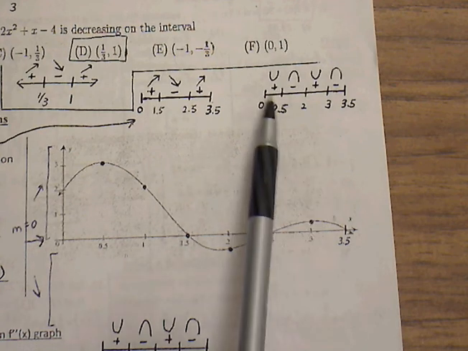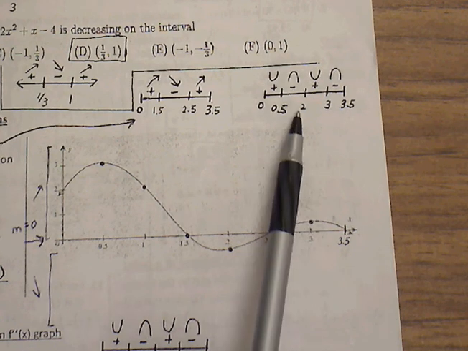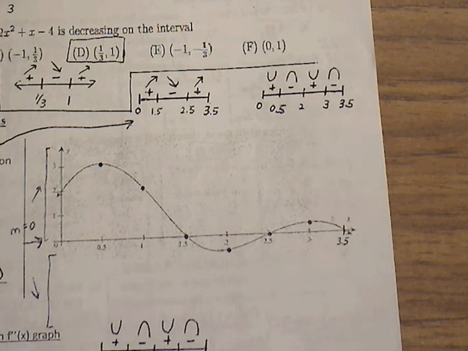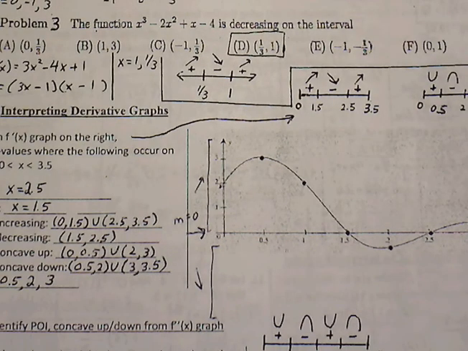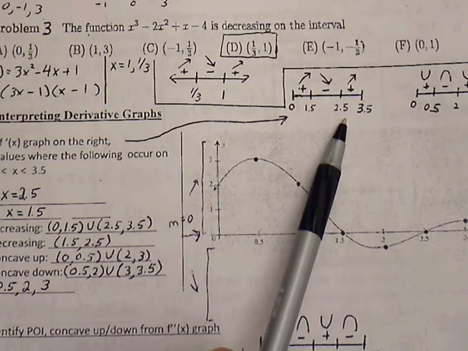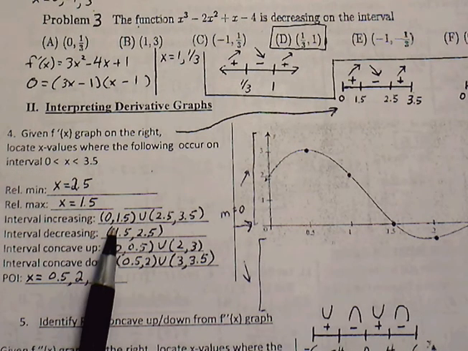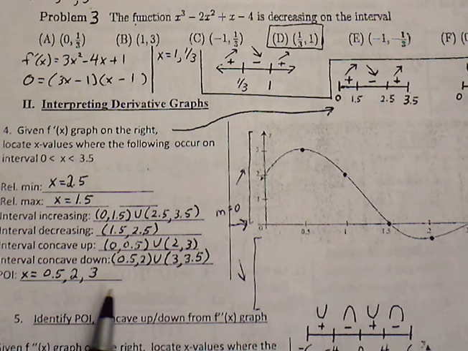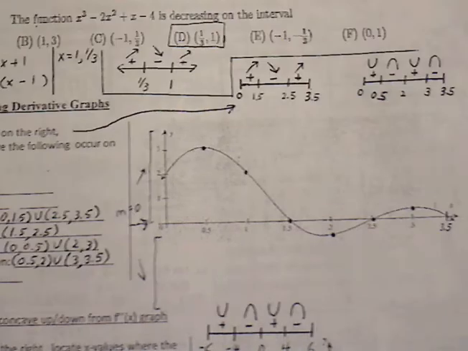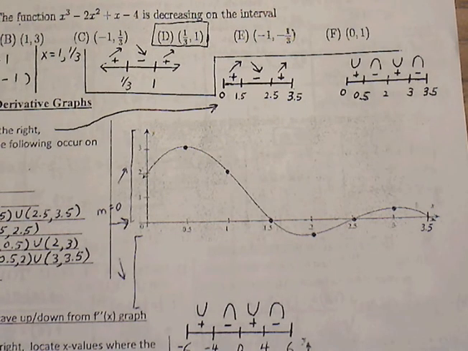Okay. So then we have all these changes in sign. That tells us that these x values provide points of inflection. Then we go and fill in these values. Relative min, we see it will be at 2.5. Relative max, we see it will be at 1.5. For the intervals of increasing, we just read the sign line to figure that out. And for the intervals of concave up and concave down, we can look at the sign line to pick out that information.